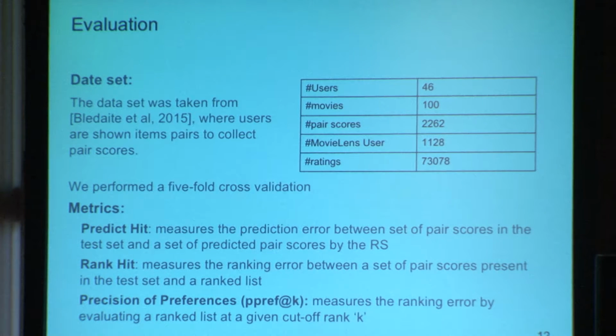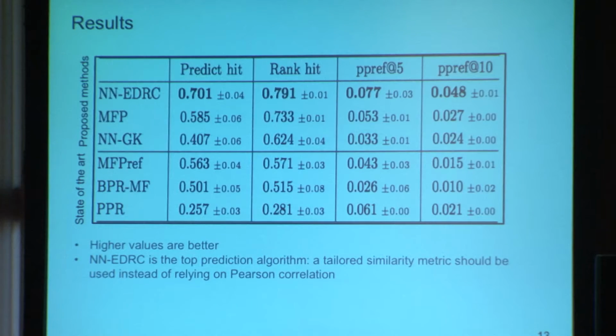And the rank hit evaluates the ranked list. For example, if a user says that he prefers A to B, we check whether A appears before B in the ranked list. And the last one is just an extension which calculates the cutoff at, let's say, top 5 or top 10. And finally, our results: as you can see, higher values are always better.